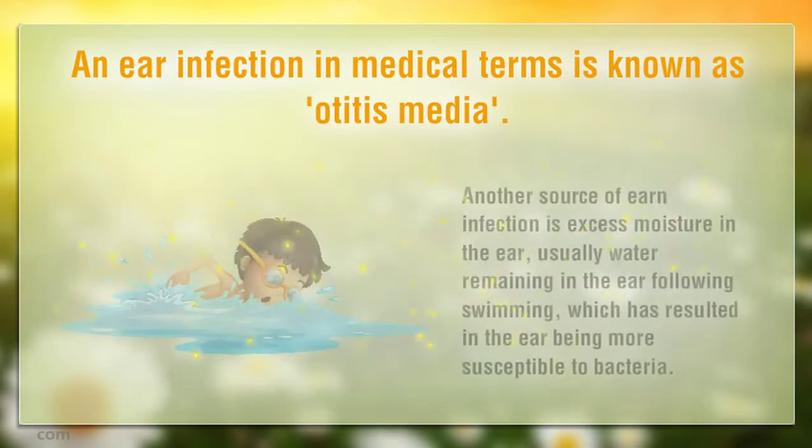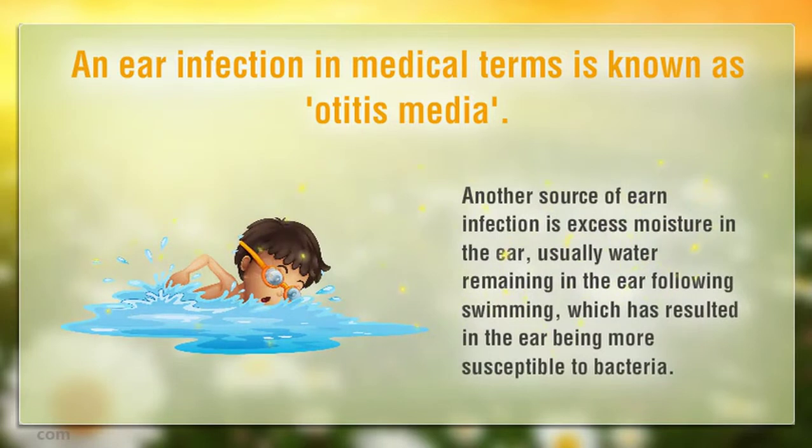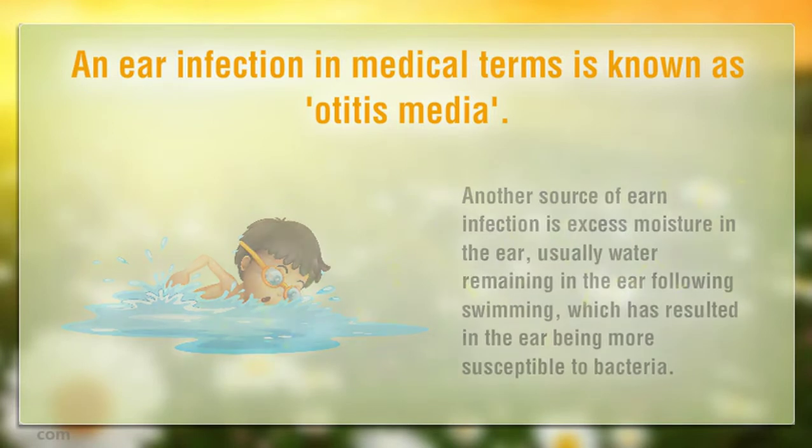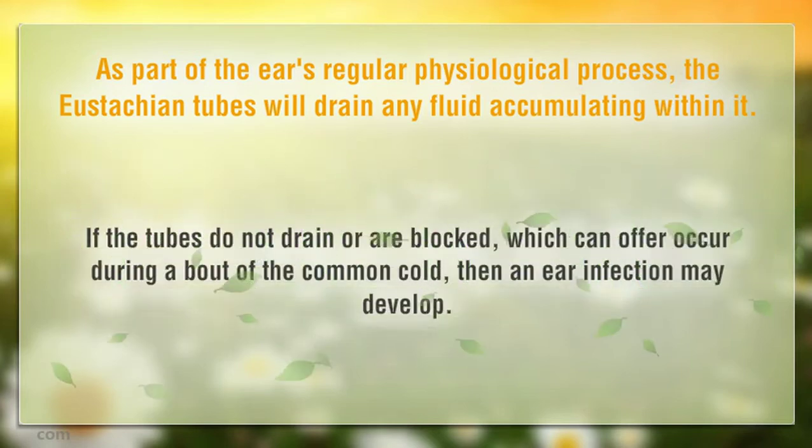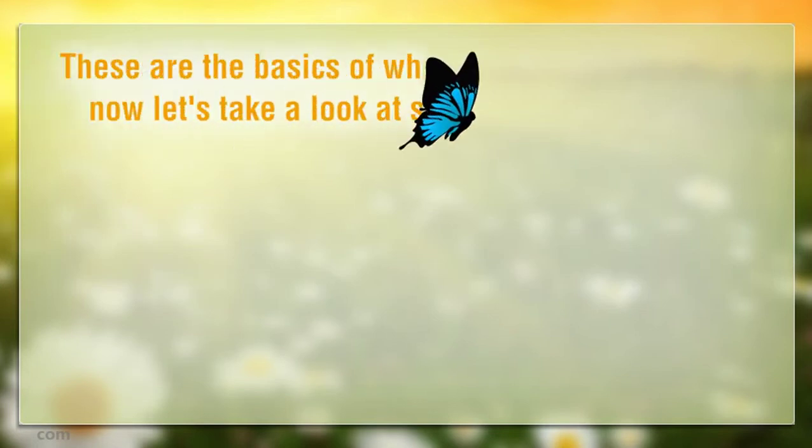Another source of ear infection is excess moisture in the ear, usually water remaining in the ear following swimming, which has resulted in the ear being more susceptible to bacteria. As part of the ear's regular physiological process, the Eustachian tubes will drain any fluid accumulating within it. If the tubes do not drain or are blocked, which can often occur during a bout of the common cold, then an ear infection may develop. These are the basics of what causes ear infections.